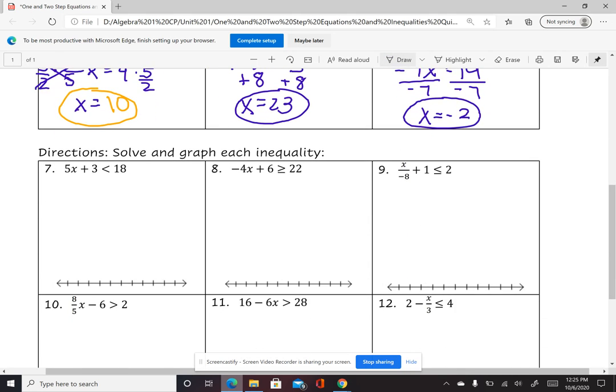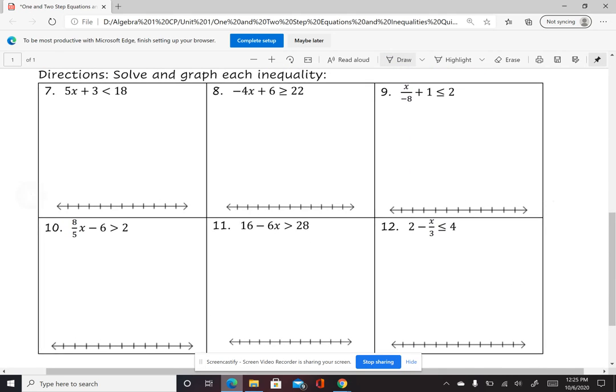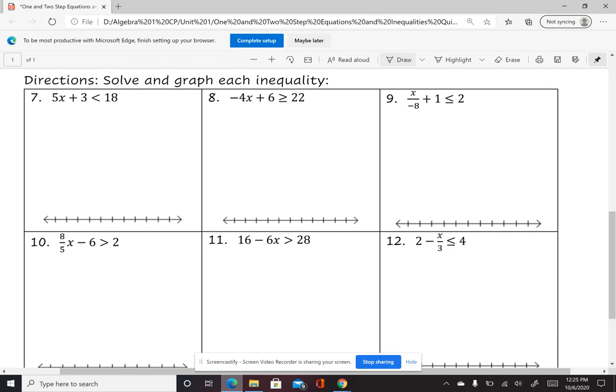So these are what you need to know for the equations, and now we're going to move on to inequalities. So for number 7, we have 5x plus 3 is less than 18. You're going to solve these the same way as solving equations. The only difference is that if you multiply or divide by a negative number, you need to flip your signs. So we're going to start by getting rid of our addition and subtraction. So we're going to subtract 3 from both sides. We're left with 5x is less than 15. And then you divide by 5. So x is less than 3.